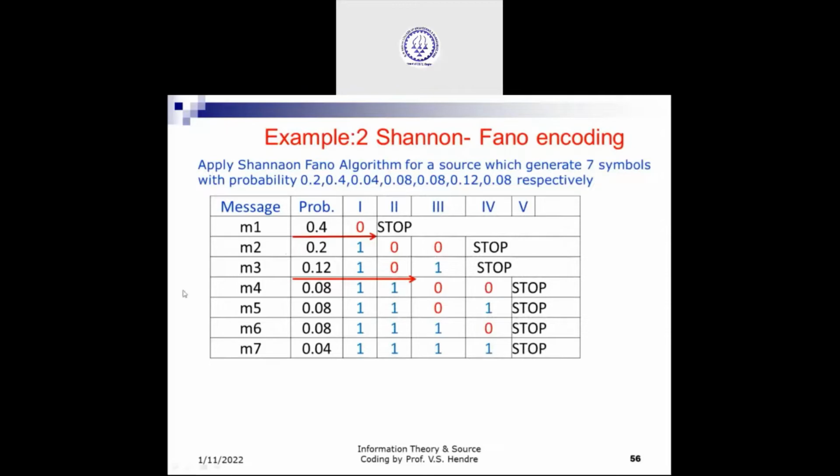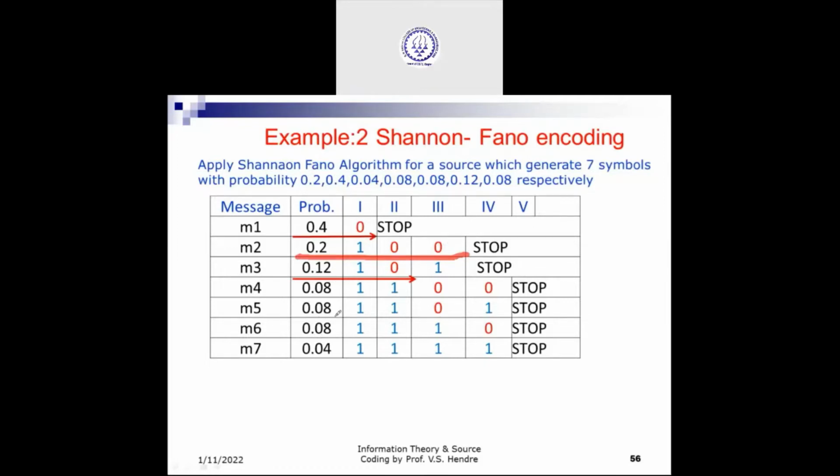Upper part, there are only two elements, so I will straightaway divide them into two groups. Upper part I will assign binary 0, lower part I will assign binary 1. There is a single element in both the parts, so the procedure stops here itself. Now I need to focus on the lower part.